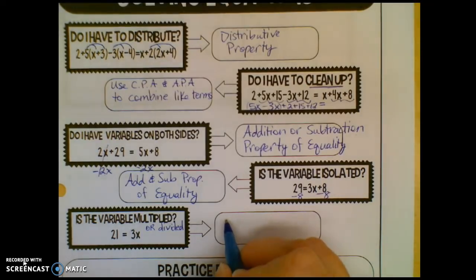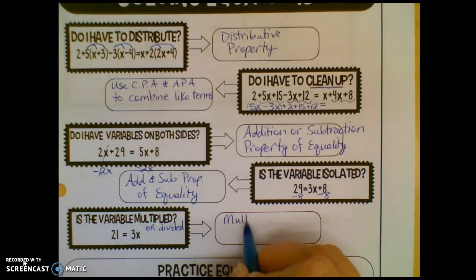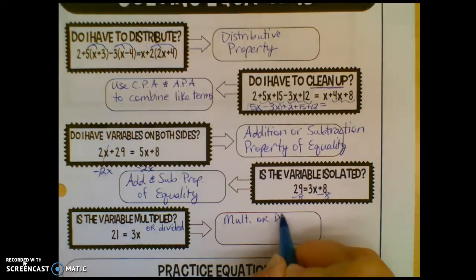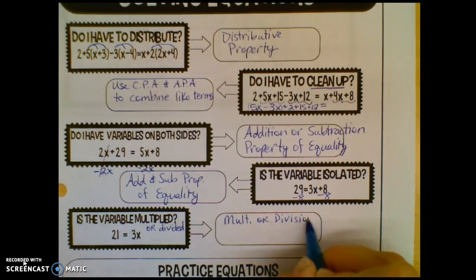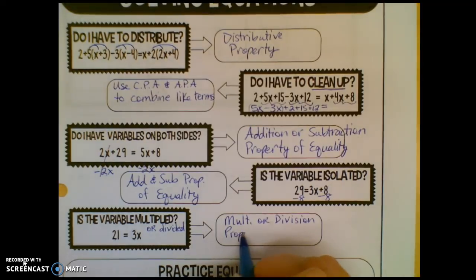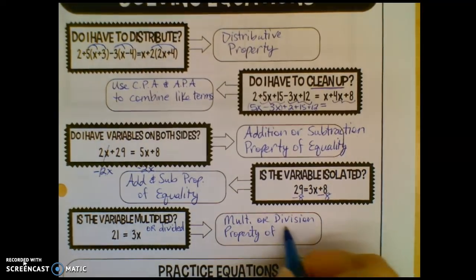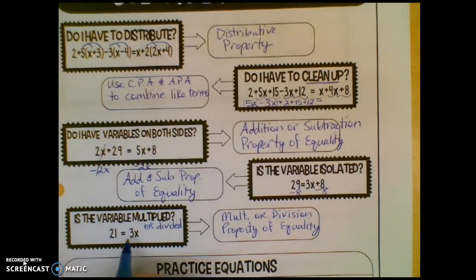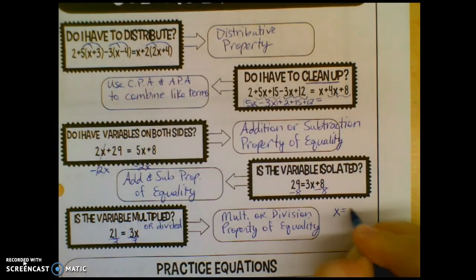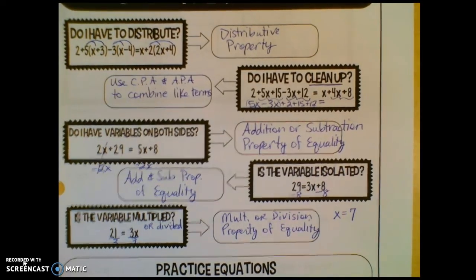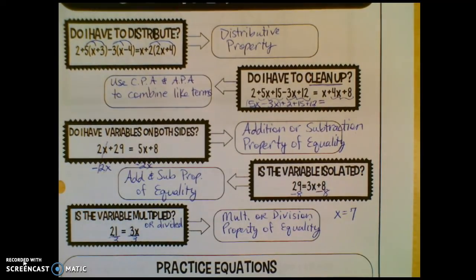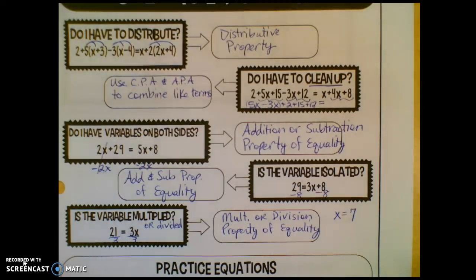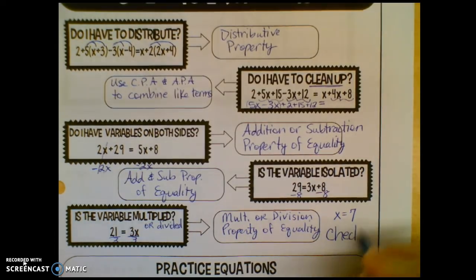So if that's the case, then you are going to use the multiplication or division property of equality. So like in this case, we are multiplying by 3, so we would divide by 3 on both sides. We would get x equals 7. Now there's one more thing that I did not put on this graphic organizer, and that is that you need to check your solution.